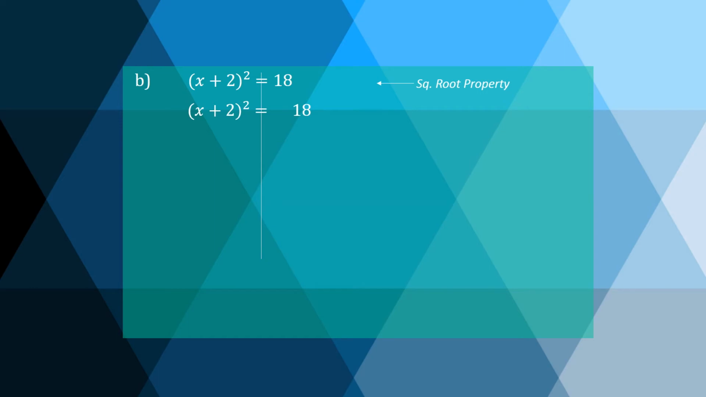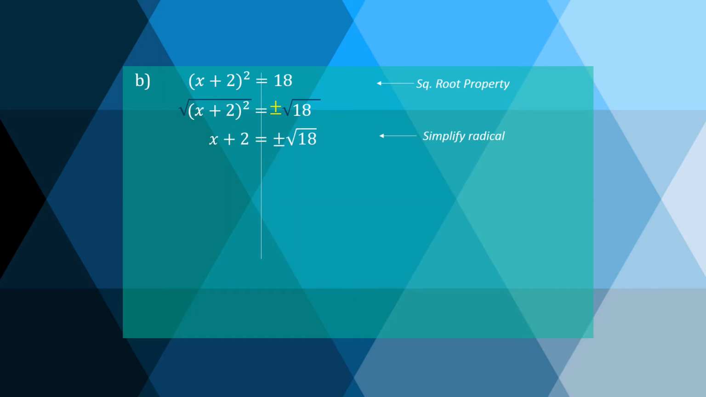So looking at the left side, we are going to take the square root. On the right side, we are going to take the square root, but don't forget about the plus or minus. So the square and the square root on the left side undo each other, giving you x plus 2 equals plus or minus the square root of 18. Since we have introduced a radical, we do need to simplify.